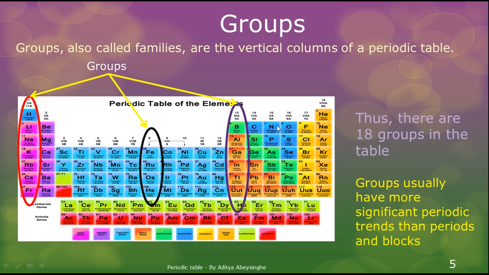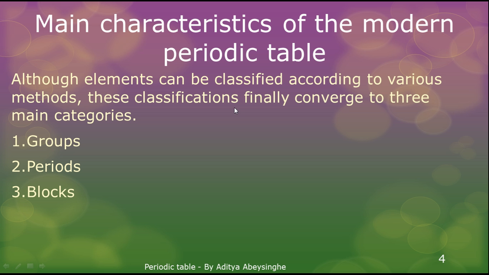This is actually a simple classification. This is all classifications, as I mentioned here. All classifications converge to these three main categories. So these three main categories can in turn diverge to various other classifications, right? When we come to those classifications, you can observe that groups have more significant periodic trends than periods and blocks.